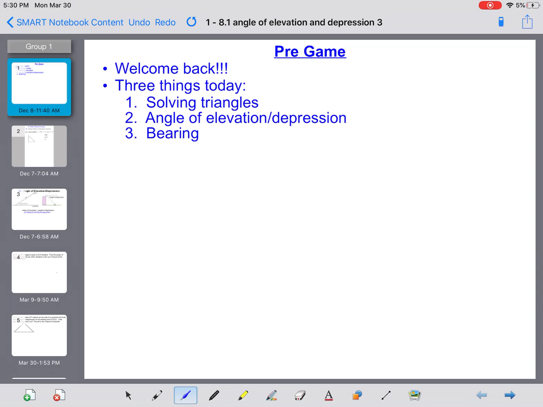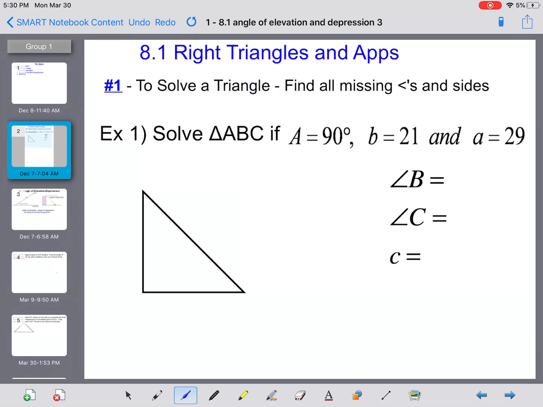But today we're moving on to Chapter 8, and we're looking at 3 new skills. Number 1, solving triangles. Number 2, working on angle of elevation and depression. And number 3, working with bearing. So let's start with this first example here.